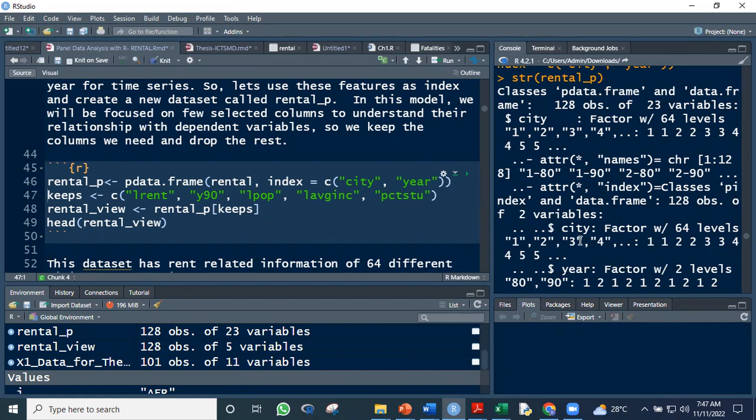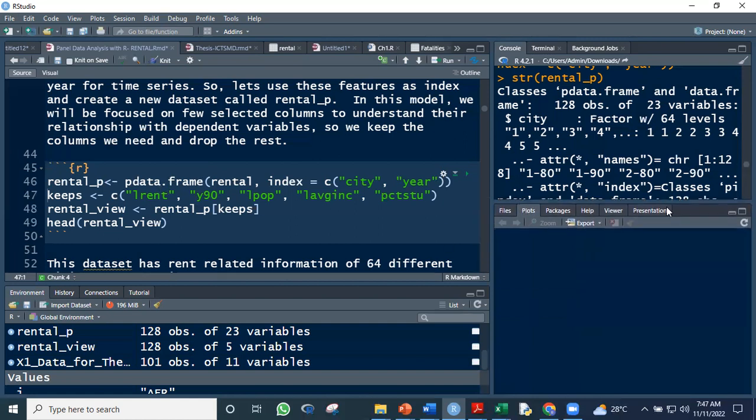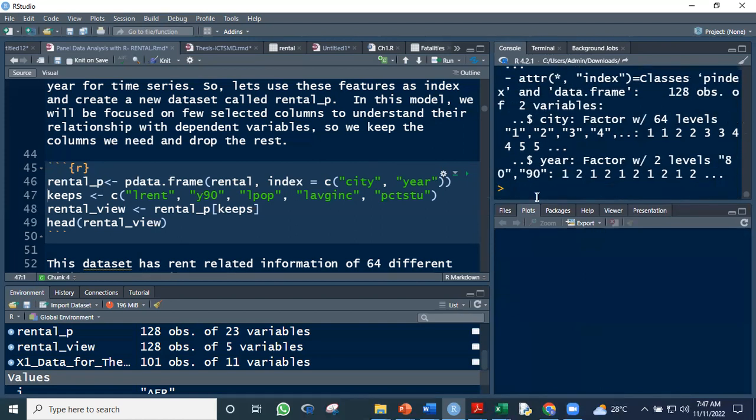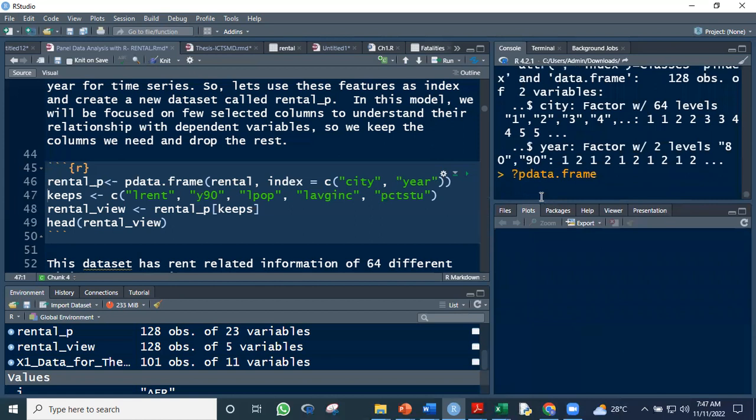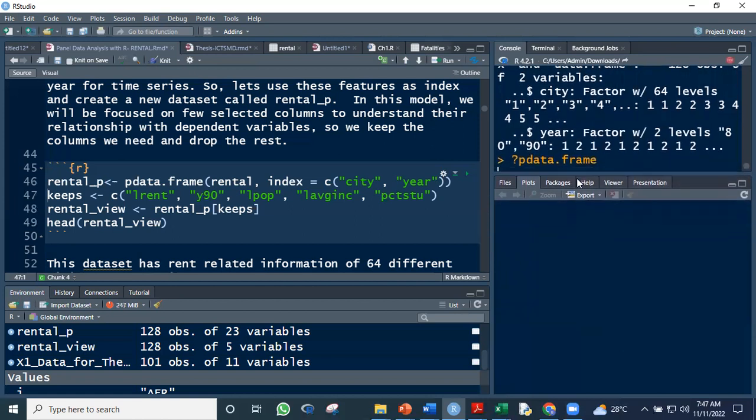Okay, and then take a look at the index. The index that we defined, city, has now become a factor, and year also has become a factor with 2 levels. City also is a factor with 64 levels because there are 64 different cities here. So this is what happened when we used the p data dot frame, which is coming from the PLM package.